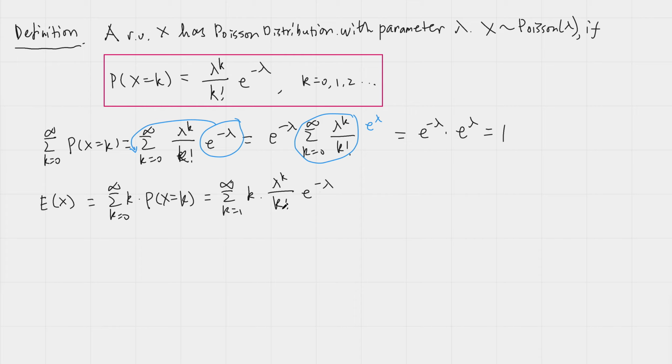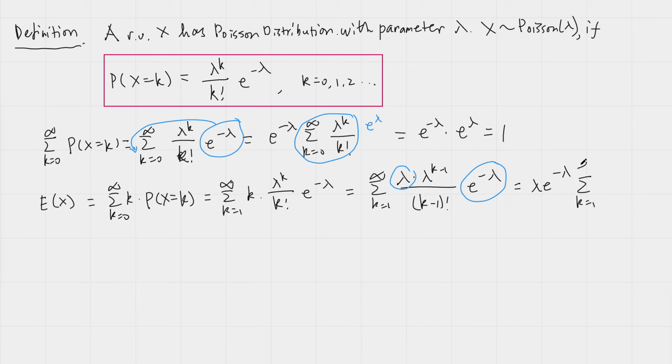So this k cancels the k in the factorial. So this is equal to the summation from k equals 1 to infinity. The denominator is k minus 1 factorial. We're going to write the numerator as lambda times lambda to the k minus 1 times e to the negative lambda. So we can move the lambda and e to the negative lambda outside of the summation. So this is equal to lambda times e to the negative lambda times the summation from k equals 1 to infinity of lambda to the k minus 1 divided by k minus 1 factorial.